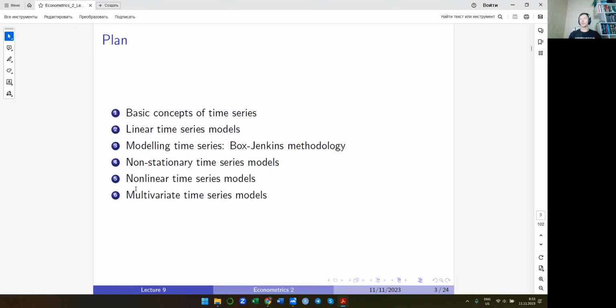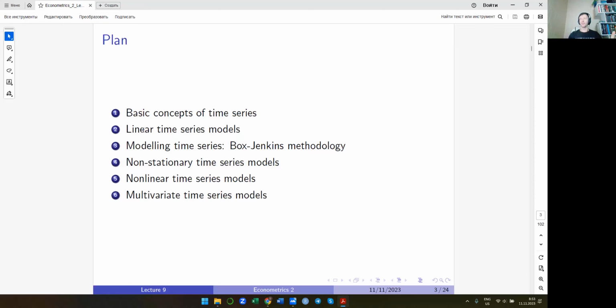Then we will talk about some specifics. So here are the linear models, and then we will switch to something which is called non-stationary time series models, non-linear time series models. And if we have time, and if we are lucky enough, we will also talk about multivariate time series models, so when several variables are somehow connected. So this is our plan for the next 3 Saturdays, doing 2 lectures every Saturday. I hope we will manage doing this.